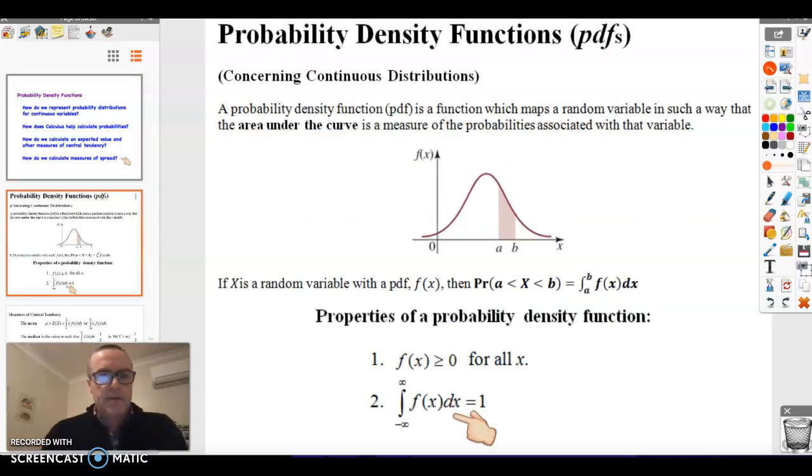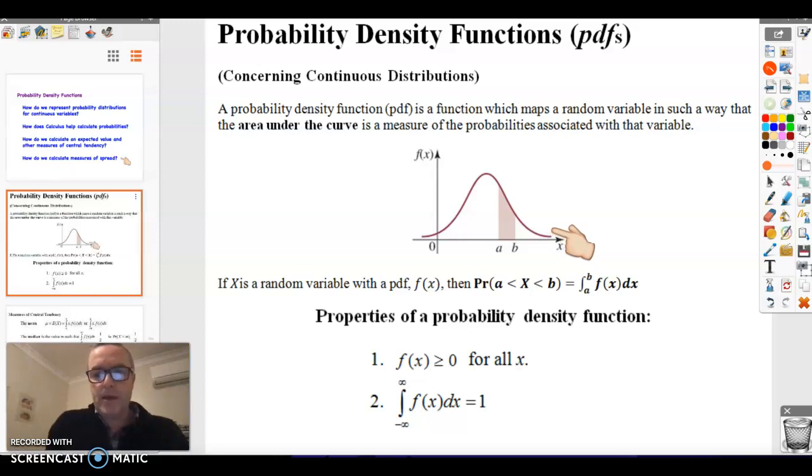So just a bit of a definition about probability density functions. They map a random variable in such a way that the area under a curve is the measure of the probabilities associated with that variable. So we'll have some sort of curve. As we'll see in the example in this lesson, often it's a piecewise or hybrid function. In this case, this diagram is a continuous function. Our variable, our random variable, is represented along the horizontal axis.